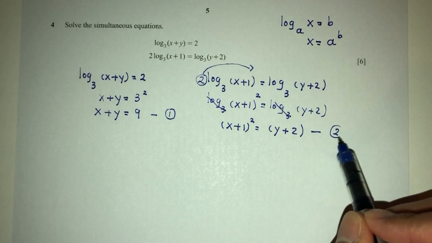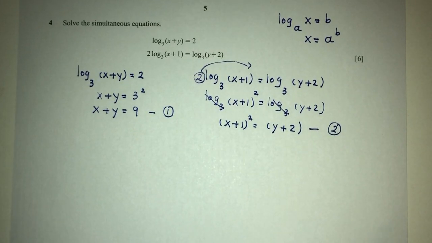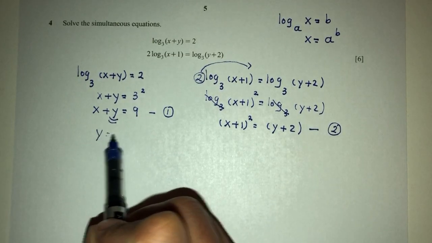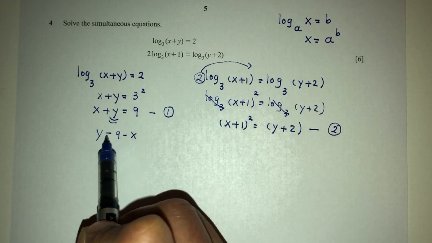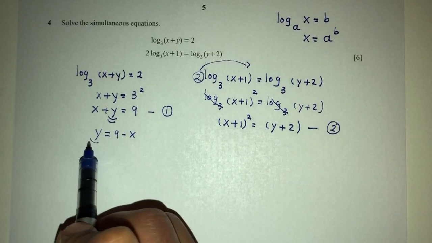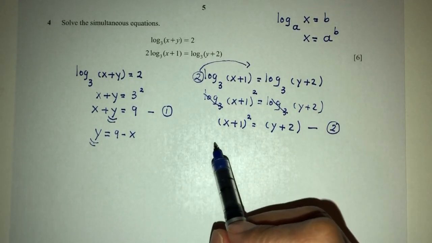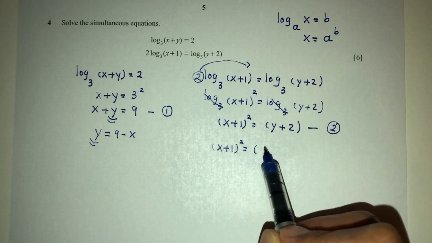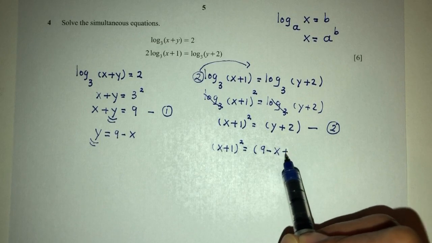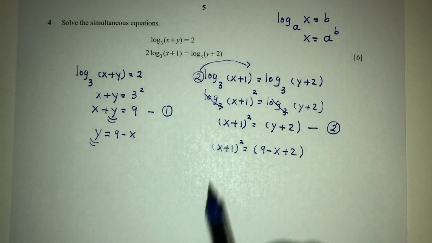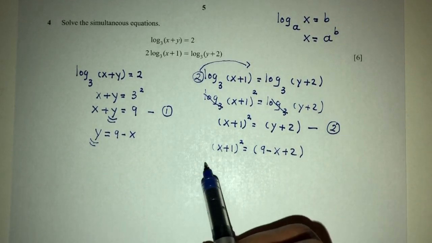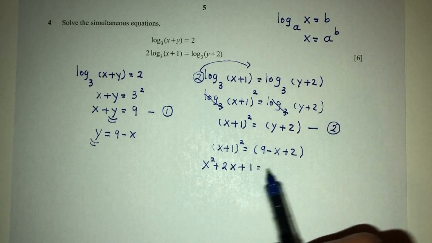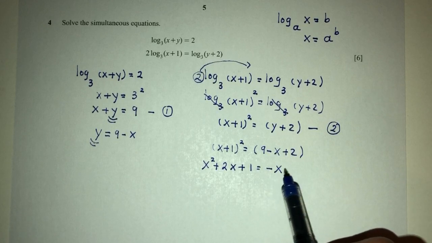Okay. Now we can solve these two simultaneously. So let's make y the subject of the formula here. y will be 9 minus x. Okay. Now replace the value of y in the other equation. So you will have (x plus 1) squared. Here we have y. y is 9 minus x, plus 2. Okay, simplify. So expand the brackets. You will have x squared plus 2x plus 1. That will be minus x plus 11.